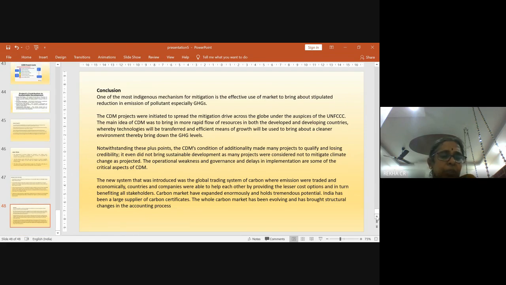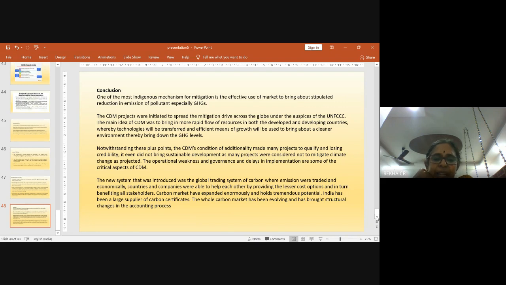So to conclude the fifth unit, one of the most indigenous mechanisms for mitigation is the effective use of the market to bring about a stipulated reduction in emission of pollutants, especially greenhouse gases. The clean development mechanism projects were initiated to spread the mitigation drive across the globe under UNFCCC. The main idea of CDM is to bring in a more rapid flow of resources in both developed and developing countries, whereby technologies will be transferred and efficient means of growth will be used to bring about a cleaner environment, thereby bringing down greenhouse gas levels.